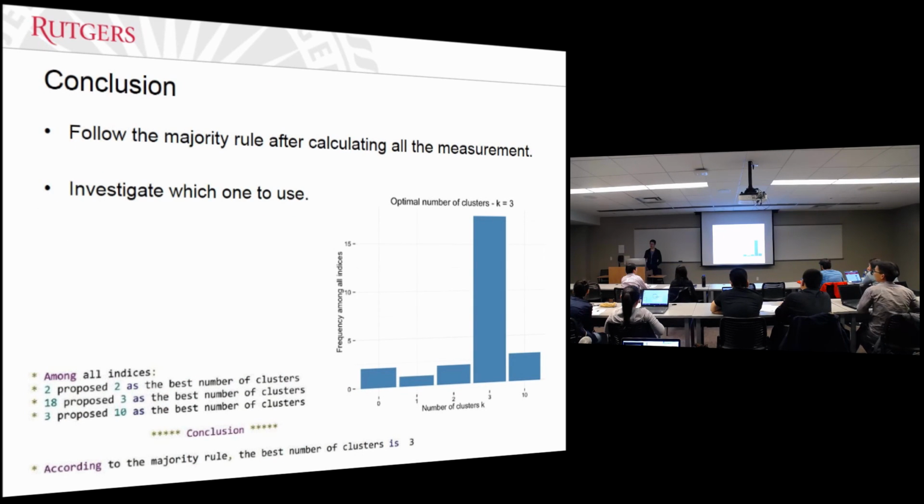So my conclusion is that here is a little example. All the 30 measurements agree that we actually have a cluster number of 3. So the first one I suggest is that we can simply follow the majority rule after calculating all the measurements. Or we can further investigate which one to use.